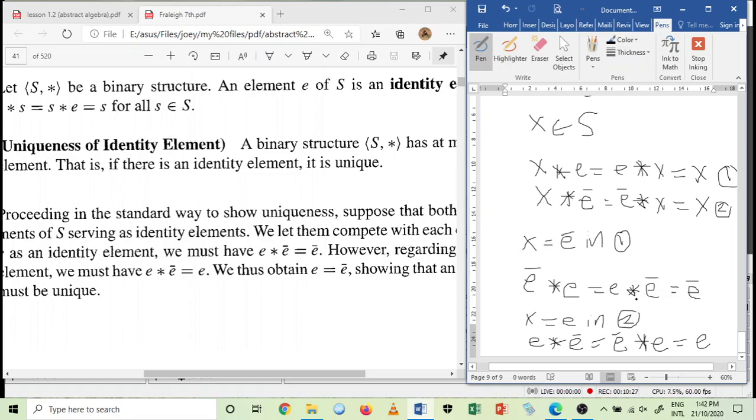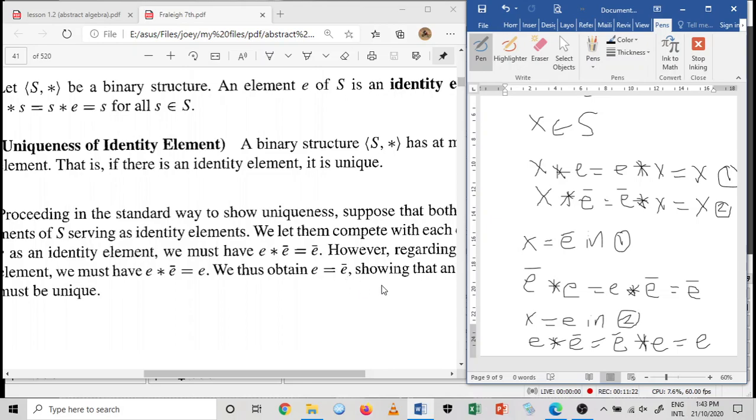Now notice that we have obtained an equation E bar operation E equals E, and we also have here in the last part E bar operation E is E. But take note, the operation is a function, meaning this ordered pair can only have one image. If the image is E bar, and at the same time the image is E, and these two are not the same, then this must not be a binary operation, but it is given that this is a binary operation because we are talking of a binary structure here, meaning we can only have one image for the same ordered pair. So in other words, it should follow that E will be equal to E bar.